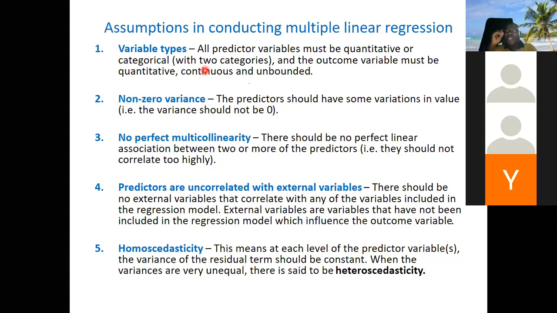What differentiates linear regression from logistic is the outcome. The outcome variable for linear regression is continuous. The other one is categorical. But for all of them, the exposure variable is the same. So look at the first part of the sentence: all predictor variables must be quantitative or categorical with two categories. So even in logistic regression, the predictor variable can be continuous, can be categorical, but it must have two categories.